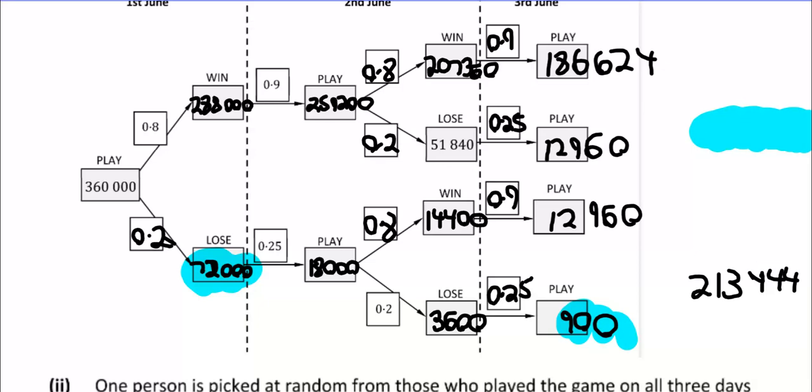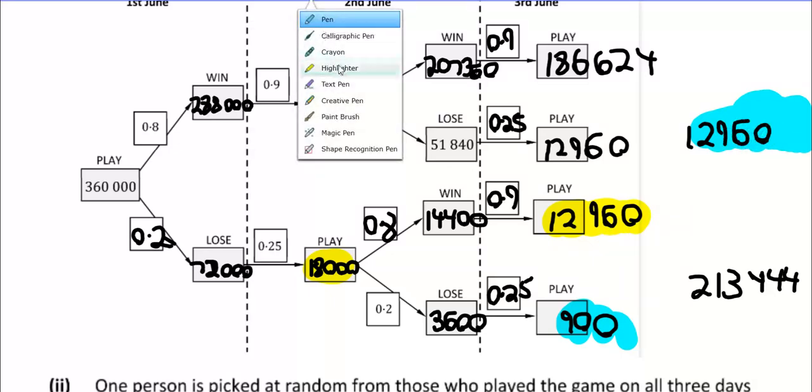Some of them bailed out. They didn't play all 3 days. But out of that 72,000 people, where did they go? Only 18,000 of them actually played. Now, how many of them made it to the end? So we can go up here to the 14,400. They won. And then see these 12,960 people. What's their deal? They lost on day 1, but they played till the end. So they count, don't they? So those 12,960 people, they actually count.